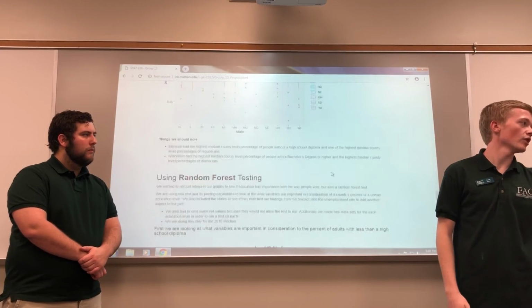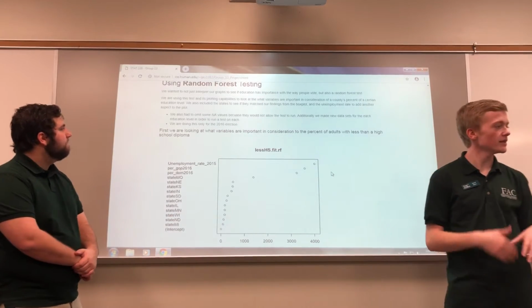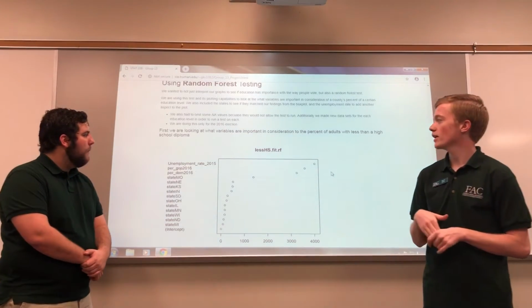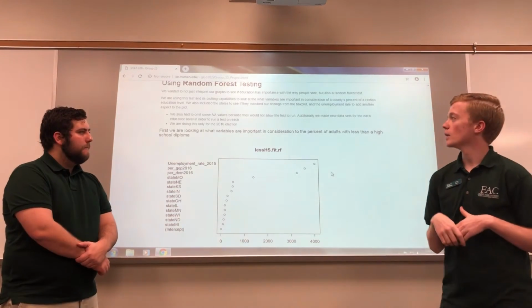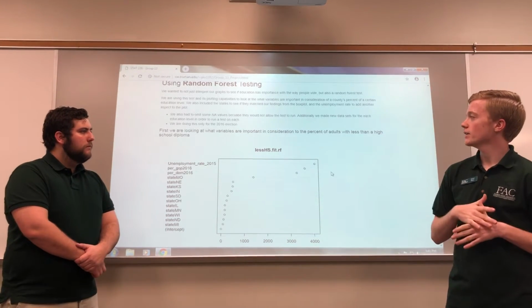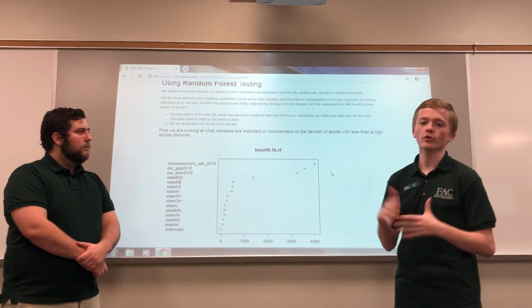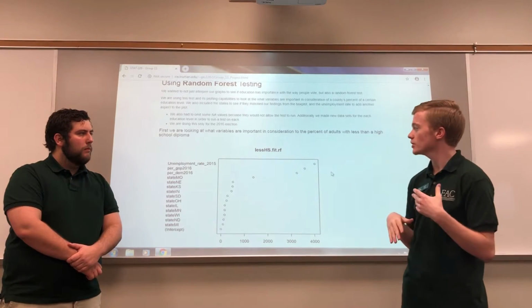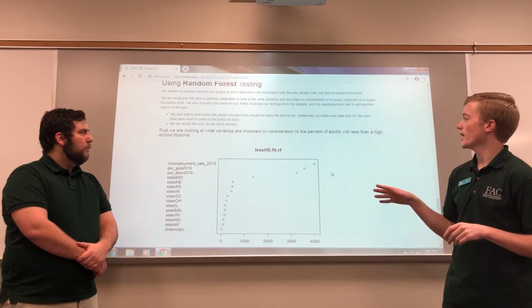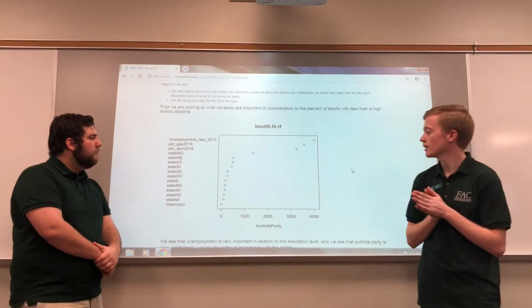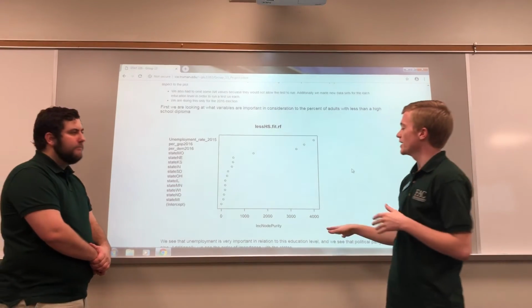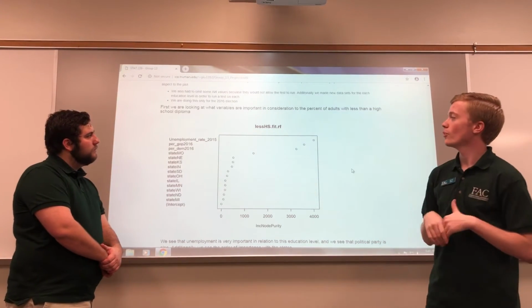And lastly, for our testing, we're going to move into random forest testing. What this does basically is tell you how important some variables are to a certain variable. And we had to do some data cleaning to get here, and throughout this project we're focusing on the 2016 election. And so right now we have this little dot plot, where we are looking at less than a high school degree and then what variables are important to it.